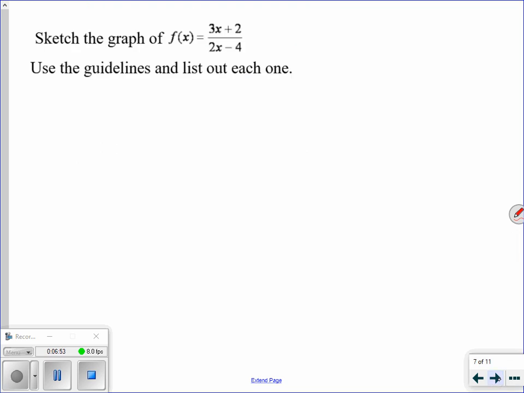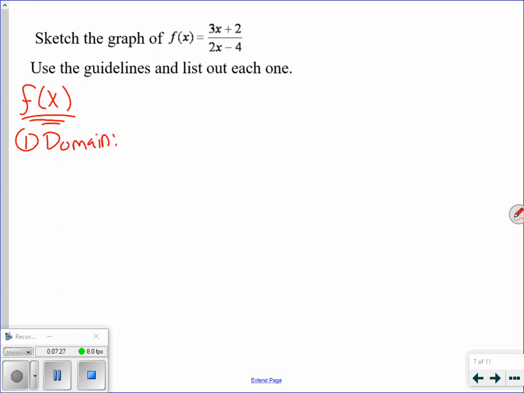Let's start off with f of x equals 3x plus 2 over 2x minus 4. And just sticking with the steps that we talked about earlier, let's do all the stuff that we can figure out with just f of x. I'm going to try to organize this as best as I possibly can. So number 1, we can talk about the domain. That may be helpful.